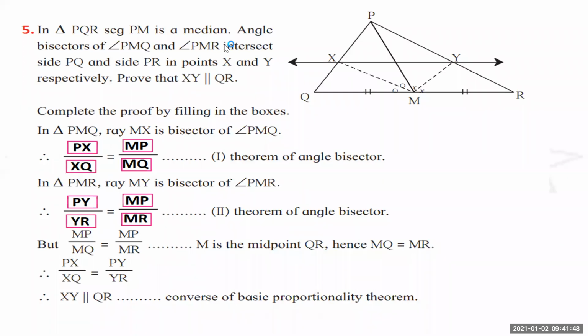So these kinds of questions are actually very easy. You can score well in these questions if you understand some basic terms. In triangle PMQ, MX is the bisector of angle PMQ. So there is the property of that angle bisector, the angle bisector theorem. It divides the side in equal proportion.